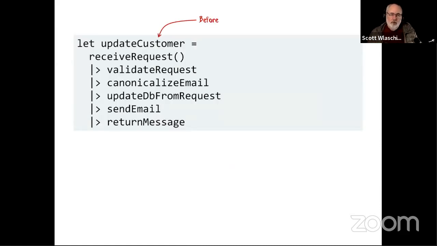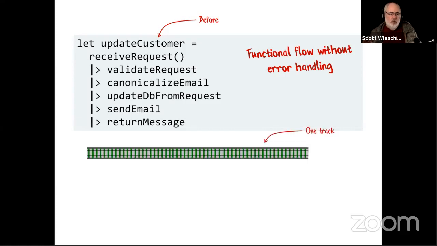And what's nice about this is that your code looks very clean. So if I was writing it without doing any error handling, I might write code that looks like this. I might say, you know, receive the request, validate it, canonicalize it, update the database. And if anything goes wrong, I'm just going to crash. Okay. So that's nice, clean code, but there's no error handling. Now let's add error handling into this code. Because this is like one track, no error handling at all.